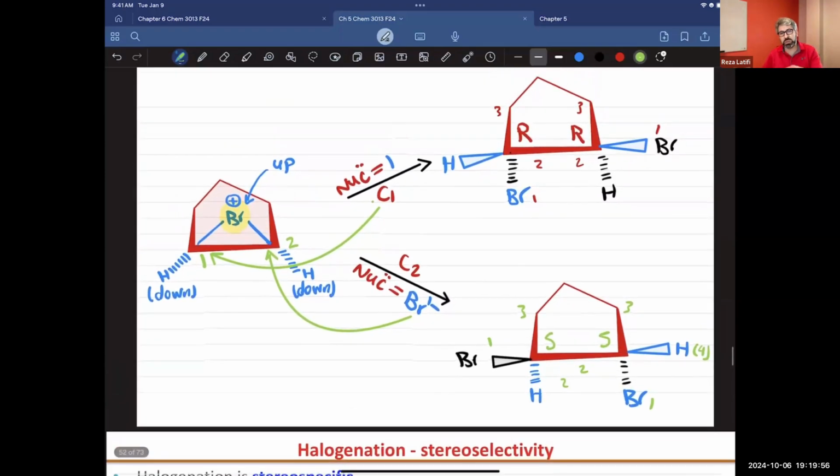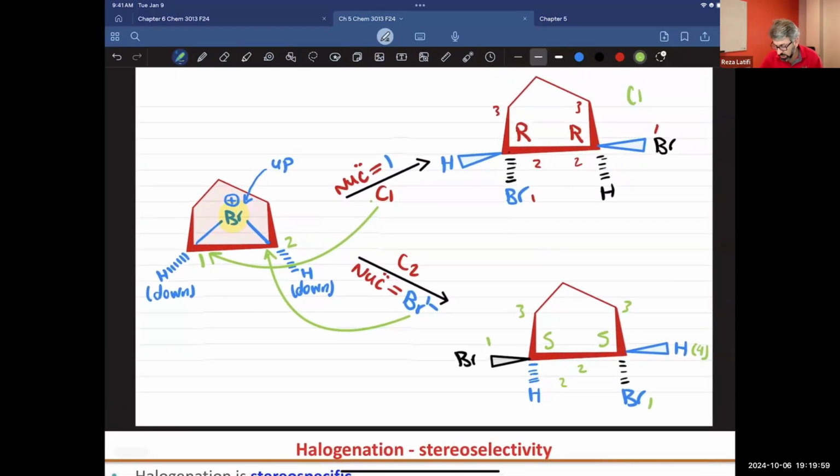Now what's the relationship between these two, the first molecule and the second molecule? Let me erase those numbers just to make it cleaner. So those numbers are gone. Now the top one says RR, the second one is SS. So I'm going to say these two are enantiomers.